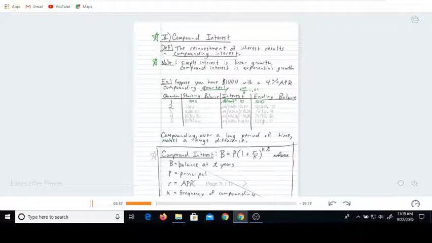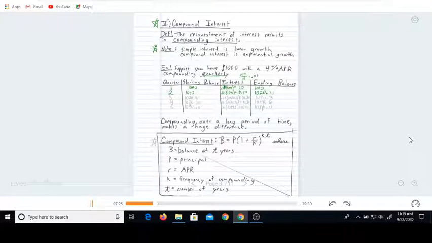So come quarter two, your balance is at $1,010. You're still getting 1/4 of that APR for the next quarter, which is 1%. But this time it's 1% of $1,010 instead of 1% of 1,000. And that comes out to $10.10. So you get a little bit more interest than you had before. So now your balance is up to $1,020.10. And then quarter three, again, it starts off at $1,020.10. You're still getting that quarterly 1%, but this time it's 1% of an even bigger number.